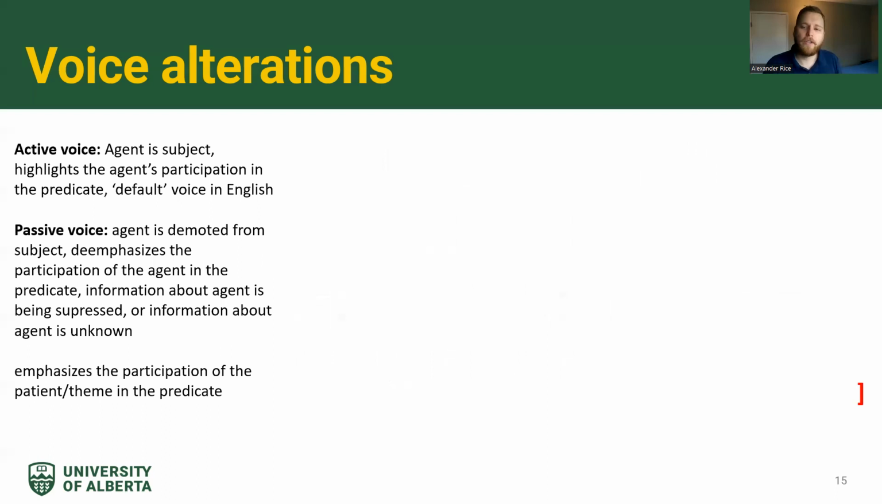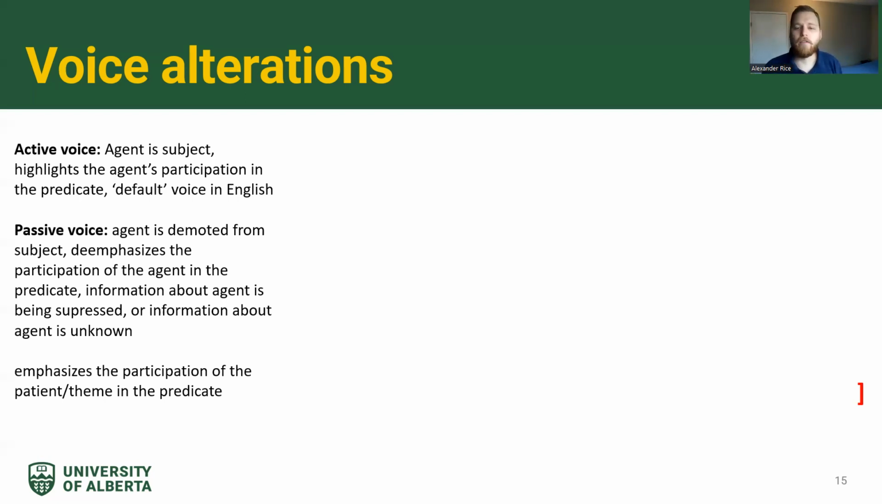Okay, so let's start with spelling out the active voice and the passive voice in English. English only has two voices, active and passive. There are other voices. The reading in the syntax module mentions at least one other, but we're going to focus on these two, which are the only two voices that English has.